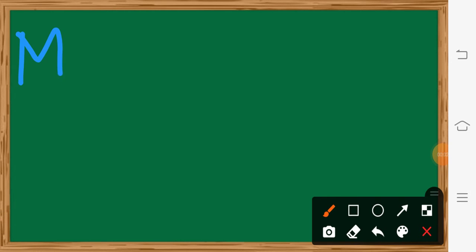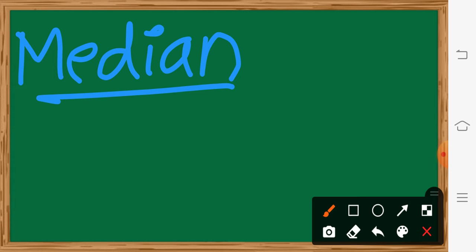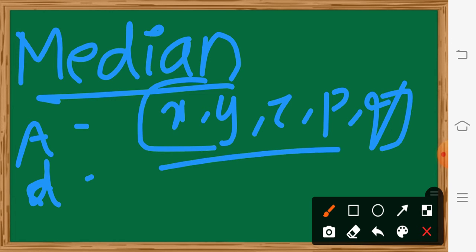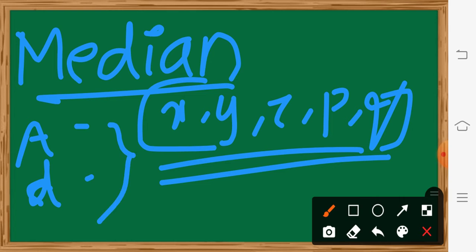Median. Before finding the median, we aren't given observations in ascending or descending order. For example, the observations are x, y, z, p, q. These are observations. First, we arrange these observations in any order.